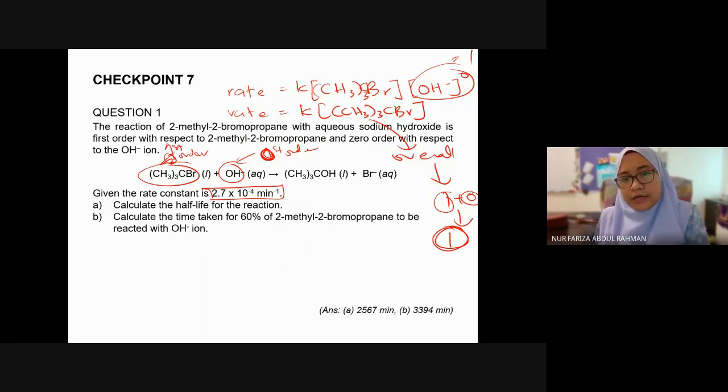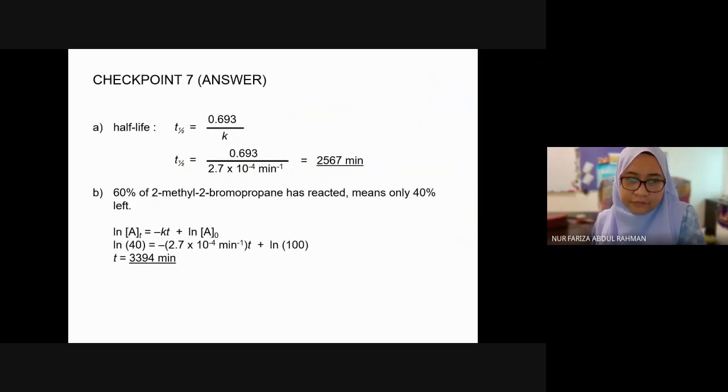Okay. Alright. For this one we can use the integrated rate law. Okay, we can use the integrated rate law. So let's look at the answer. Okay, alright. So that is the half-life. Secondly, using the integrated rate law for first order, we get the value.